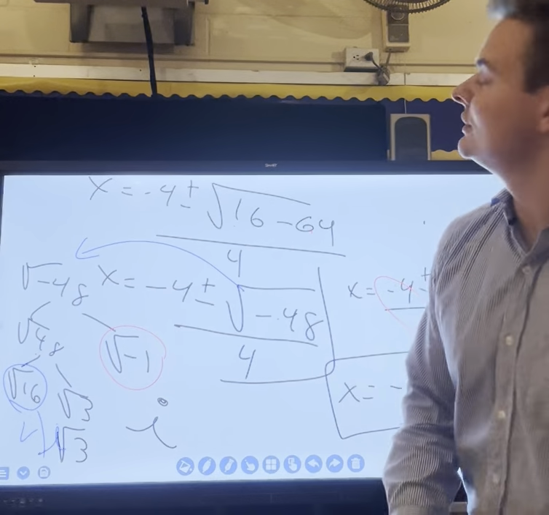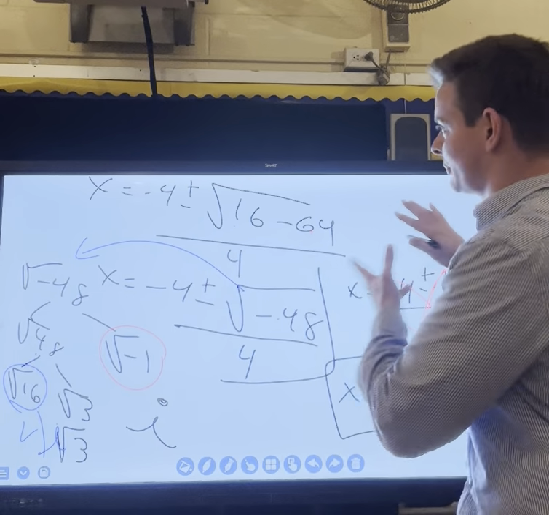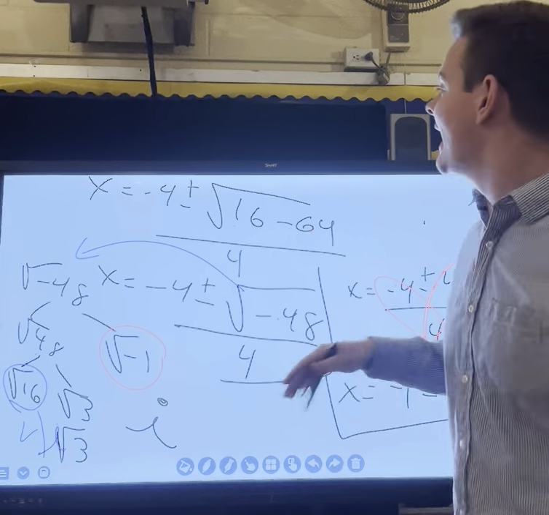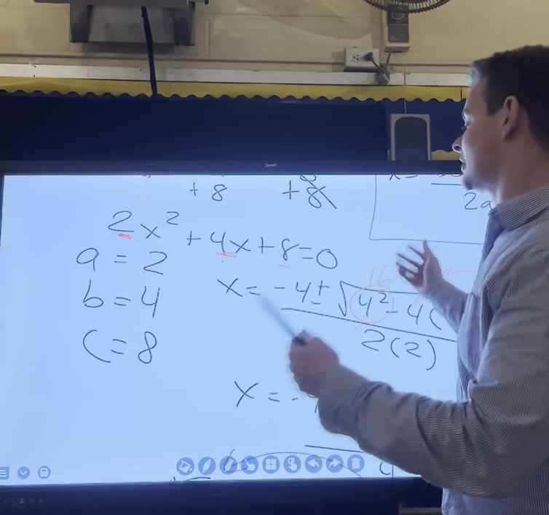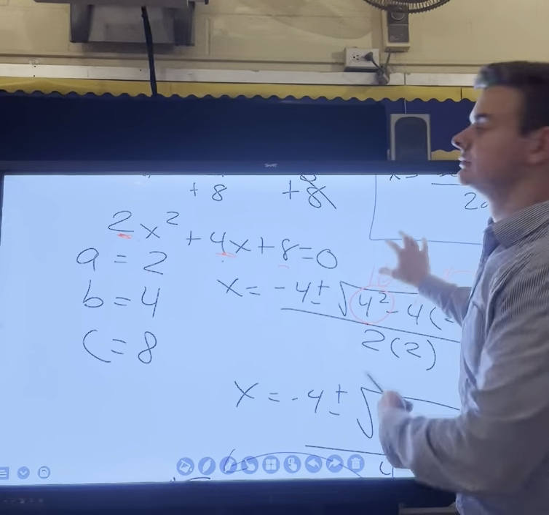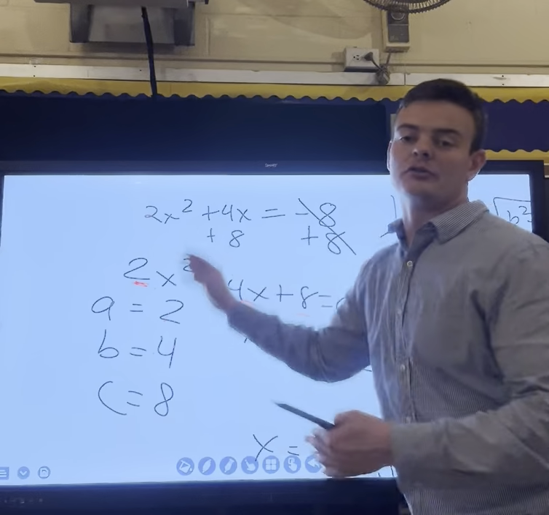Those are really the only two tricks they could throw at you. The square root being negative, and them not giving it to you in what's called general form, all equal to 0. And you have to move it over yourself.